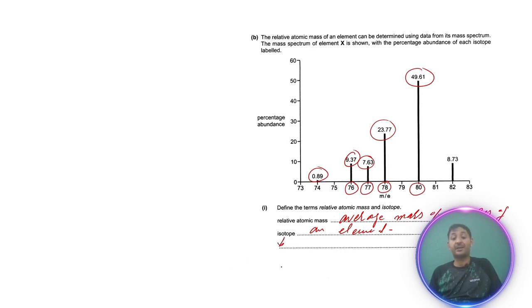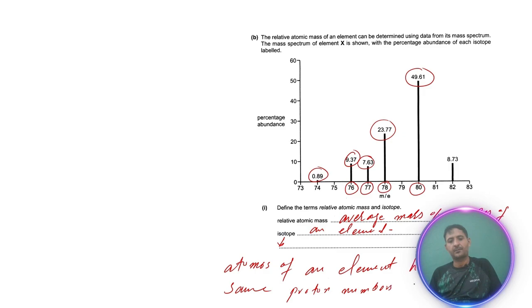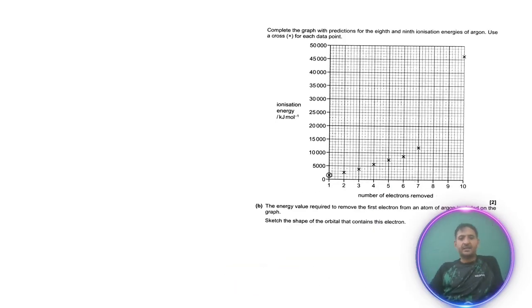So what is an isotope? Isotopes are atoms of an element having the same proton number but different neutron numbers. Okay, easy.